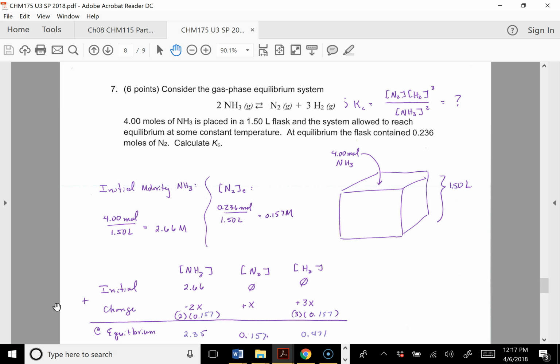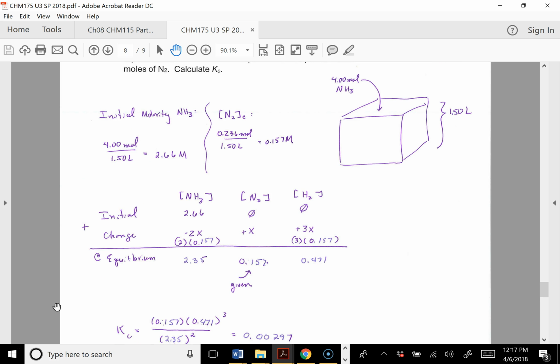Actually, we are given this. This is the one that we are given. Again, if you put the moles there, you're in good company. But really, to get molarity, we have to divide the moles by the volume. So 0.157, that was at equilibrium, the N2 formed. That's also our value for x.